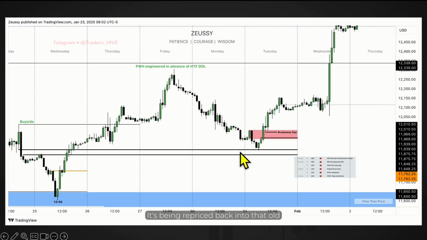It's being repriced back into that old CB's price range, as you can see right here. Notice that we see the market tap into that CB's range, into that inversion fair value gap range, form a low there, and then begin to displace higher. We displace above this opco candle.